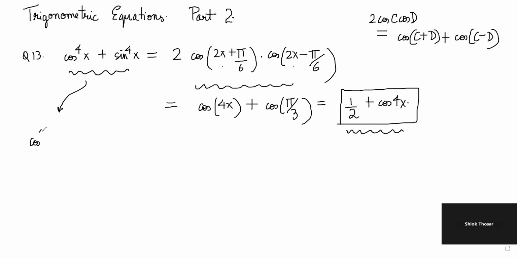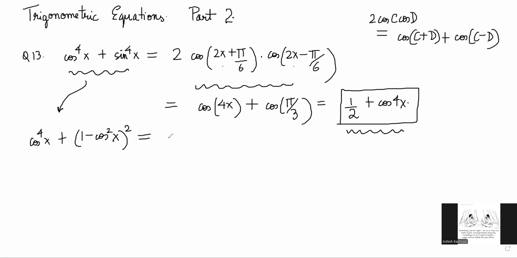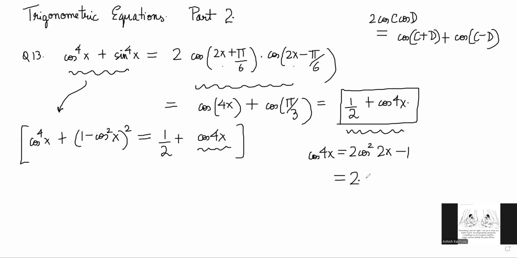We can write this as cos power 4x plus (1 minus cos square x) whole square, and that will become half plus cos 4x. Why am I writing it like this? I'm trying to make an equation only involving cos's. So I can write cos 4x as 2 cos squared 2x minus 1. And then I can write cos 2x as 2 cos square x minus 1, whole square, minus 1.